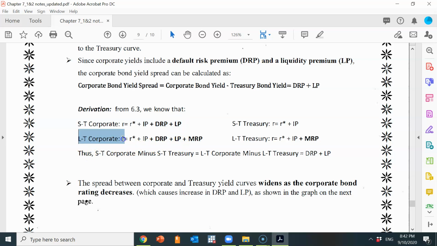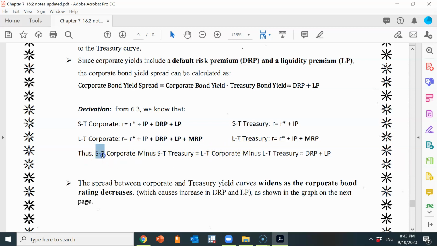For long-term corporate, alternatively, we can just look at long-term bonds. For long-term corporate, R equals R star plus IP plus DRP plus LP plus MRP. For long-term treasury, R equals R star plus IP plus MRP. So the difference between these two is just DRP and LP. They both have MRP and they both have R star plus IP.